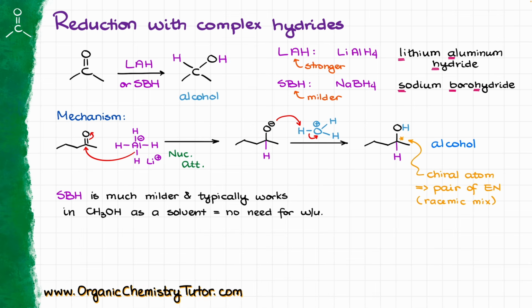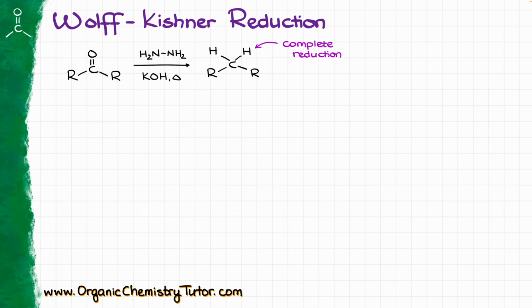And just like in the previous case, ketones can be prochiral, so you gotta keep an eye on the chiral atoms that you may produce in this reaction, so you can potentially make a pair of enantiomers or maybe a pair of diastereomers depending on the molecule itself. The next reaction is a Wolff-Kishner reduction. This is another way of reducing aldehydes and ketones.